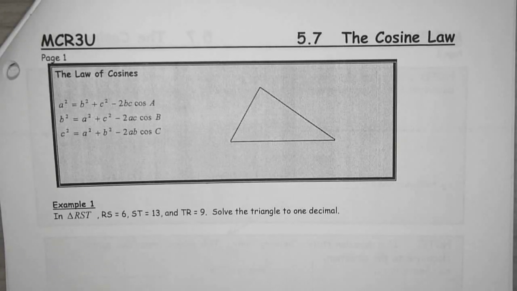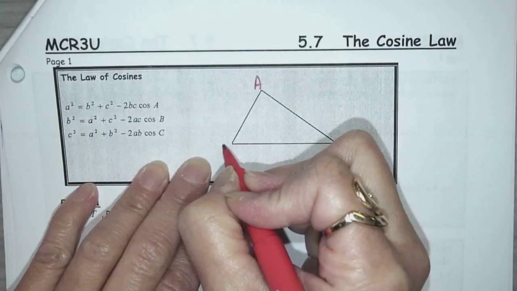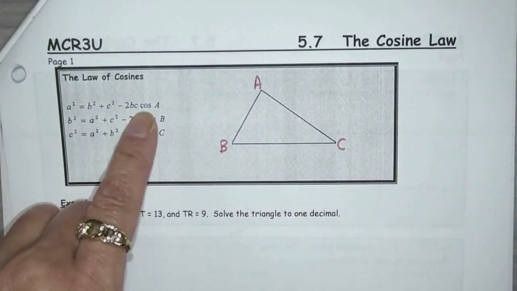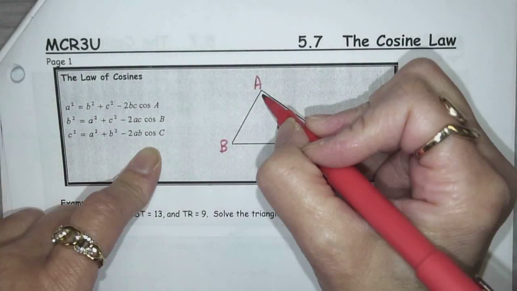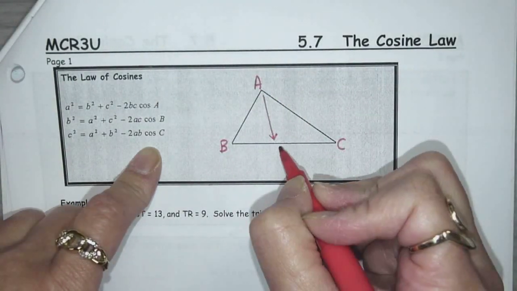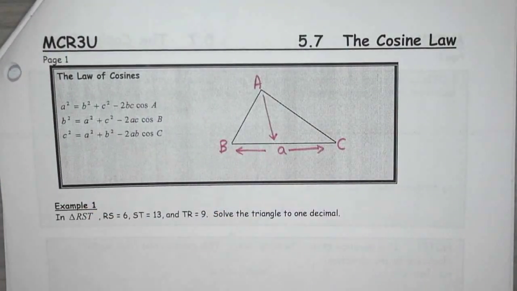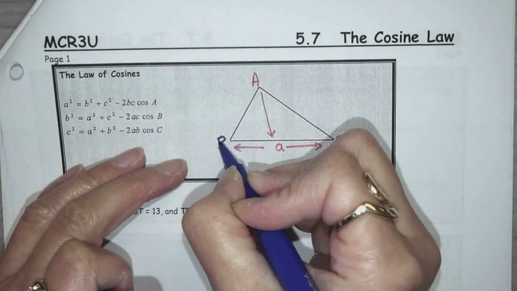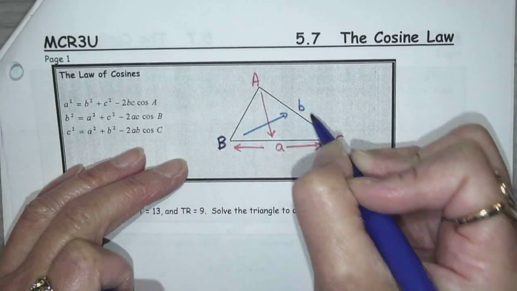Number 7 is the cosine law, and again, we're going to make sure that we know how to label a triangle properly, right? So the vertices are capital A, B, C, and we consider the opposite side here to be the length A, right? That's the length A.